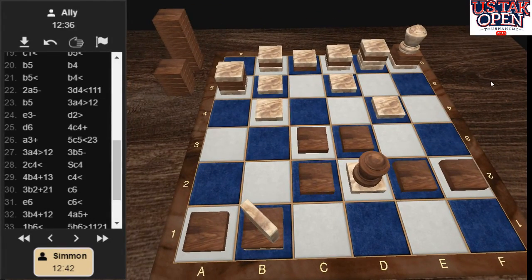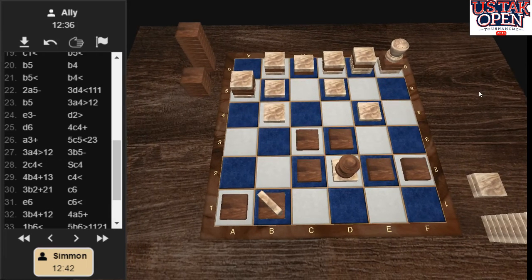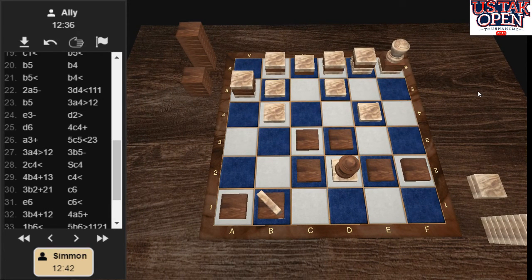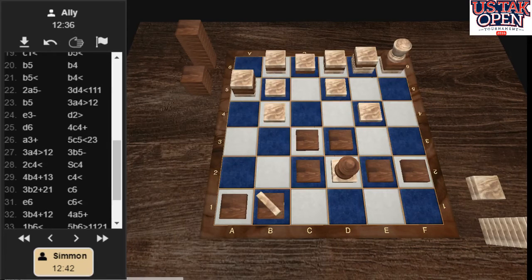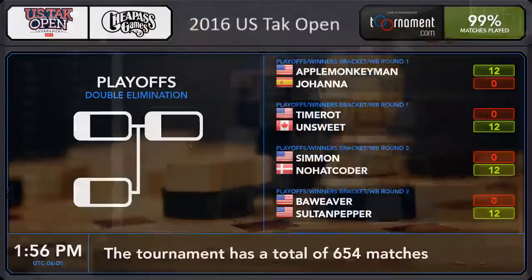And these games are so close that I actually can't say who won the match at this point. I am going to have to dig into the tiebreakers to see who won. So give me just a minute or so, and I will calculate that out.